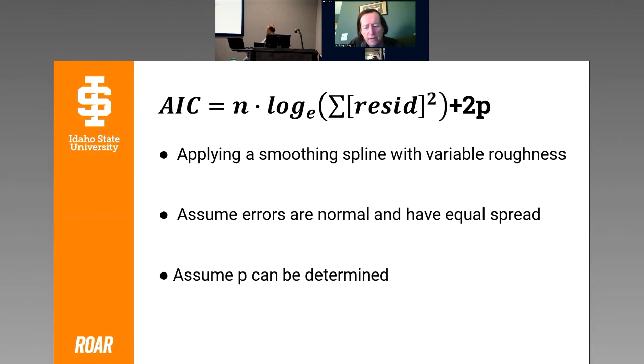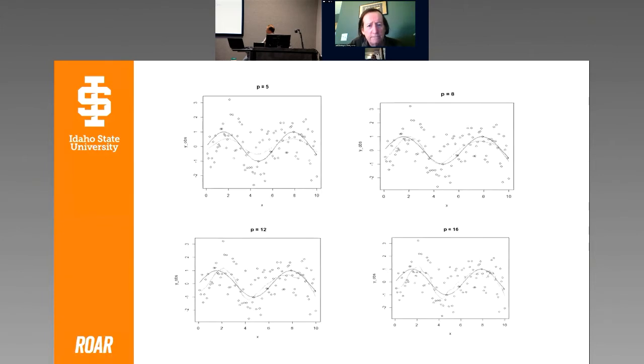We're simply going to fit a bunch of values of P to this data without knowing what function generated it and see if AIC has any luck at finding a good fit. So here are 4 choices of P. You'll notice the solid line is the true model, the dashed line is the line that smooth spline is fitting to the data, and P is the roughness.